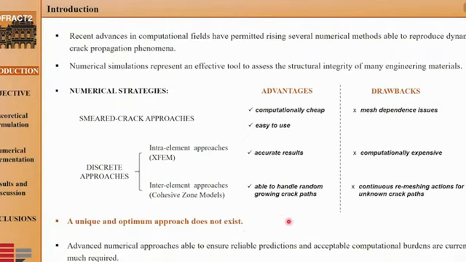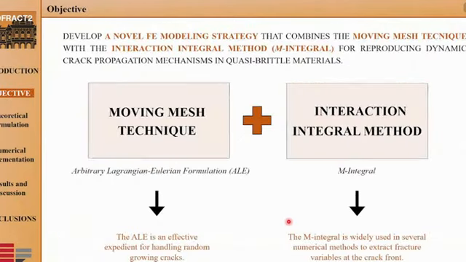So now, developing advanced numerical approaches able to ensure reliable prediction at achievable computational cost is much required. So in this work, we present an efficient finite element modeling strategy that combines the moving mesh technique with the interaction integral method for reproducing dynamic crack propagation mechanism in quasi-brittle materials.